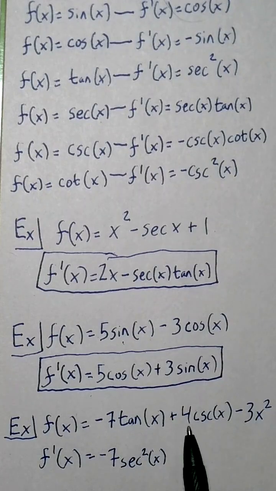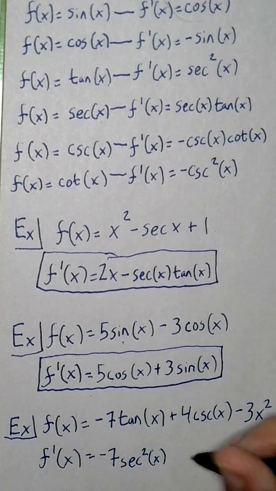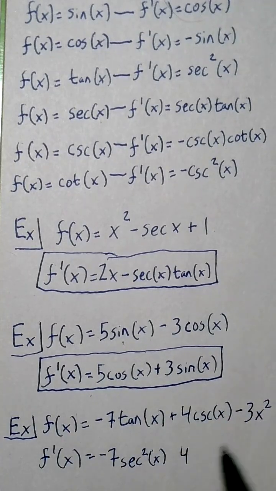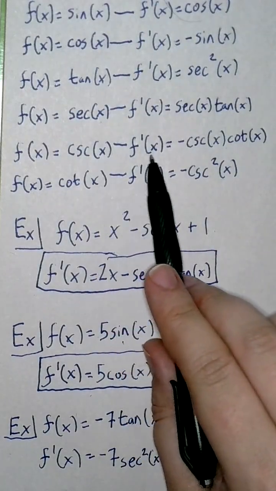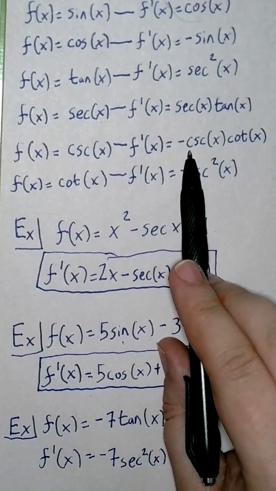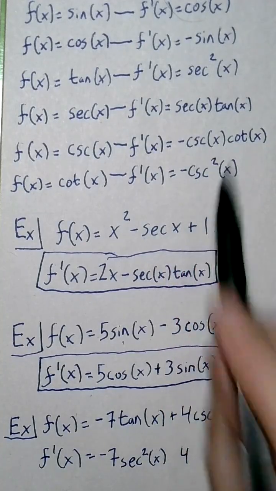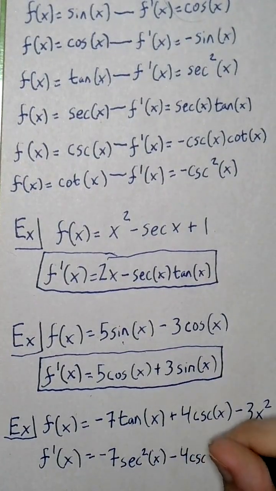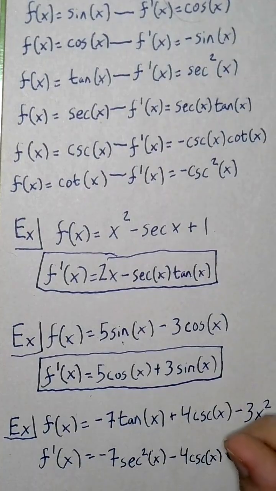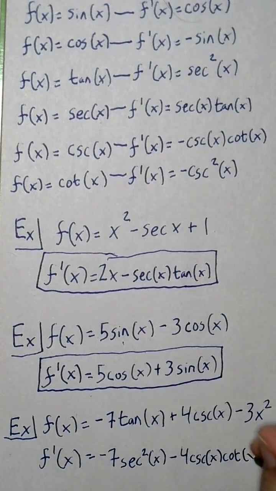And then the derivative of, so 4 is going to join along. Derivative of cosecant, if we look here, derivative of cosecant is negative cosecant x times cotangent x. So this is going to be minus that.